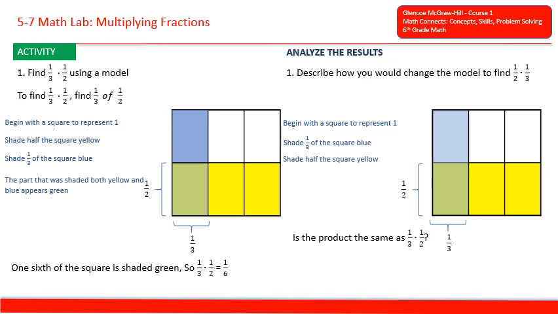Is the product the same as 1/3 times 1/2? And the answer is yes. 1/6 of the square is shaded green, so 1/3 times 1/2 is 1/6, just like 1/2 times 1/3 equals 1/6.